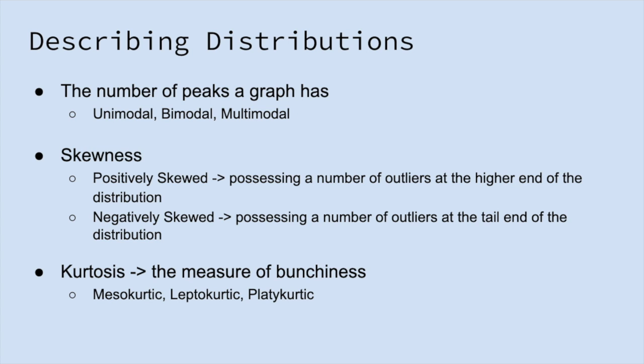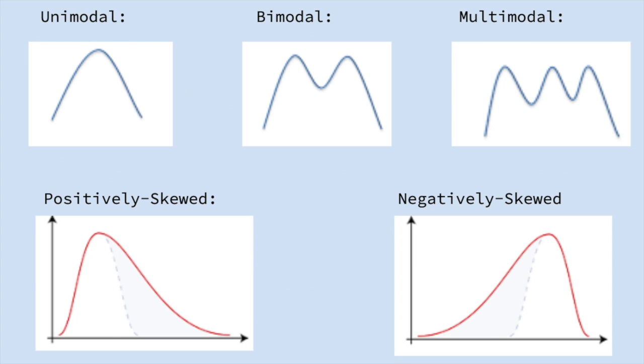Graphs can tell us different things about a set of data. Some of the features of a distribution we can describe from a graph include the number of peaks a graph has, the skewness of the data, and the amount of kurtosis. We can describe the number of peaks a distribution has using unimodal, bimodal, or multimodal. As you can see from the graphs, unimodal means there is one peak, bimodal has two, and multimodal has multiple.